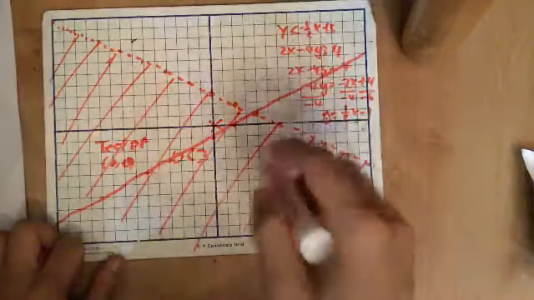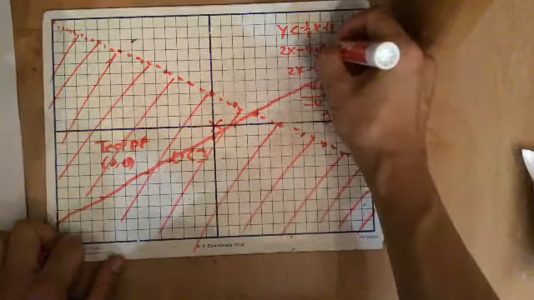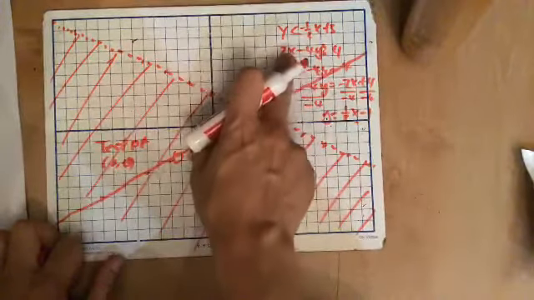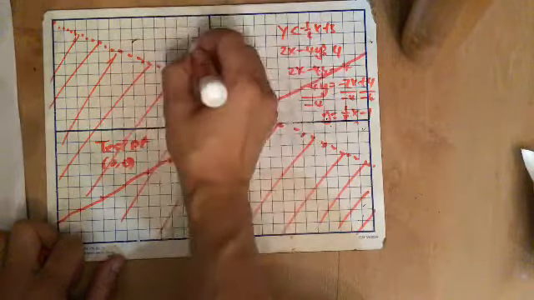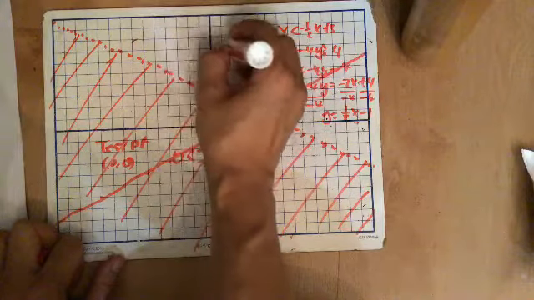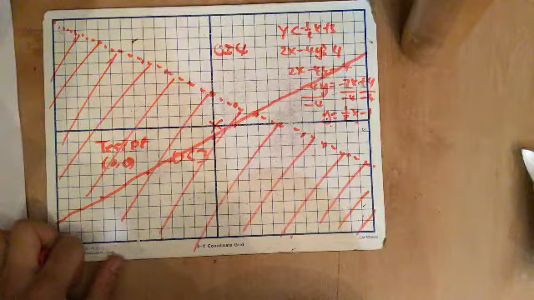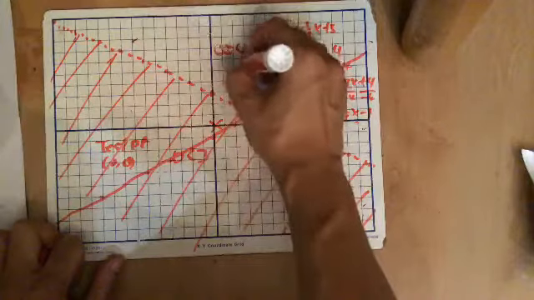Now we're going to do a test point here. A lot of you guys, make sure you test on the original. So we're going to plug in 0 and 0 here. So that's going to be 0 is greater than 4. So is that true or false? Well, 0 is greater than 4, that's true. No, that's false. I'm lying. So that's false here.